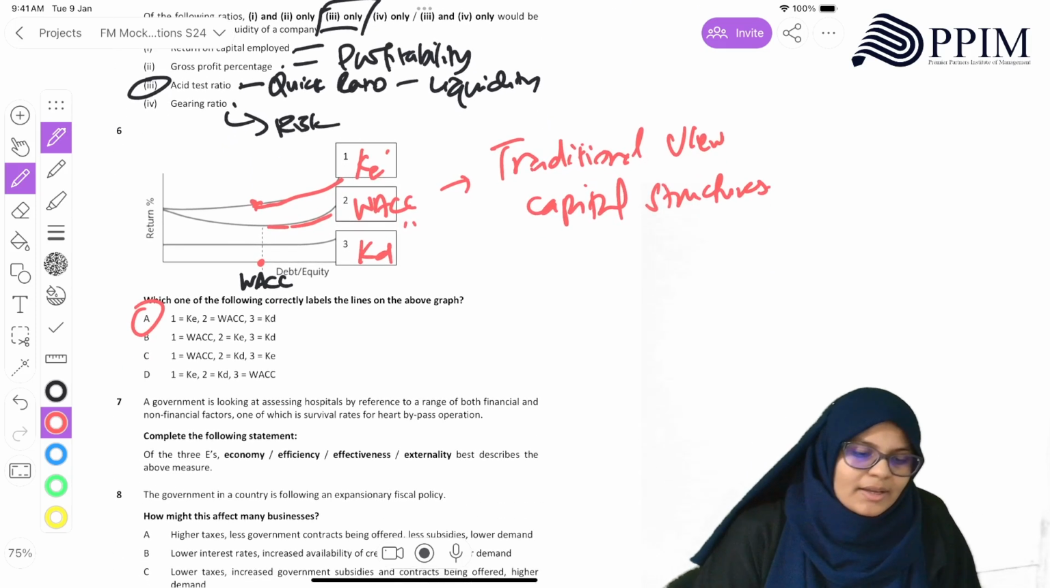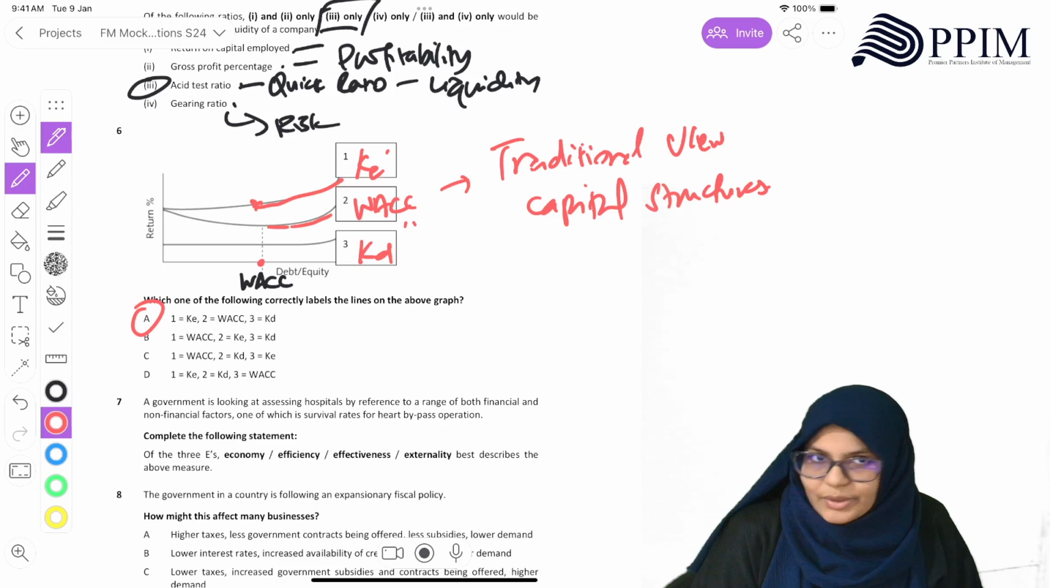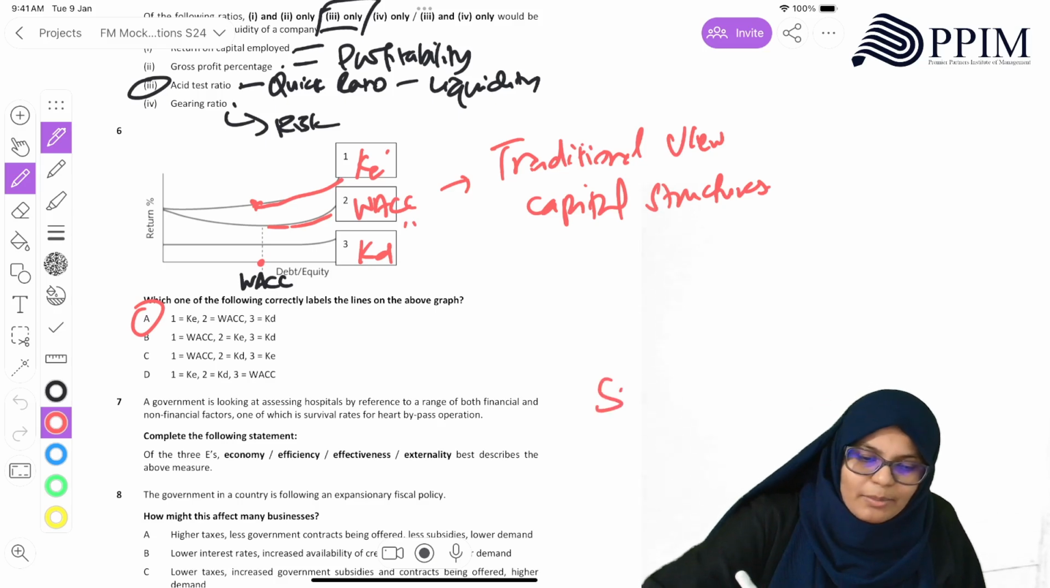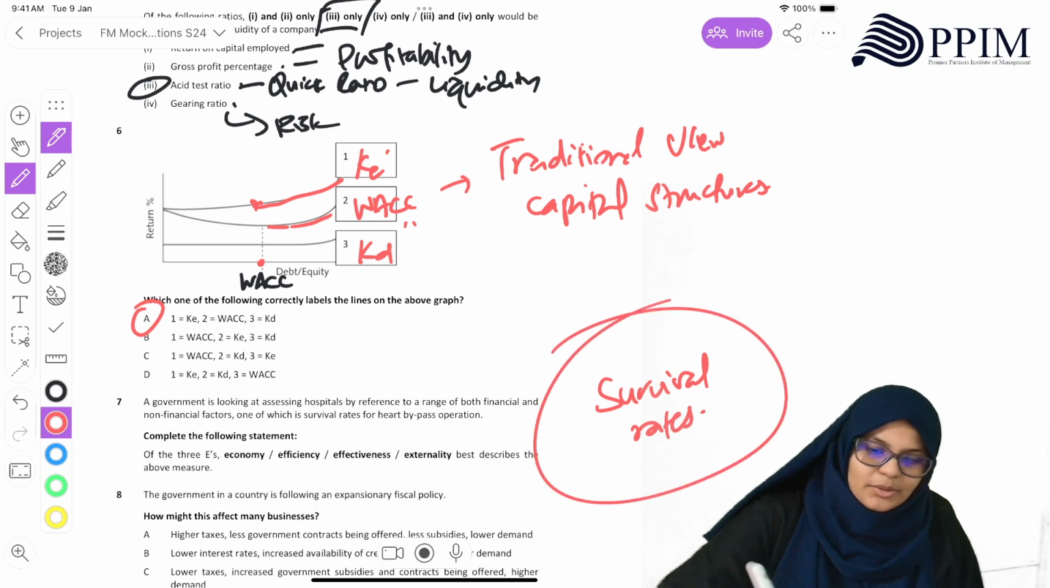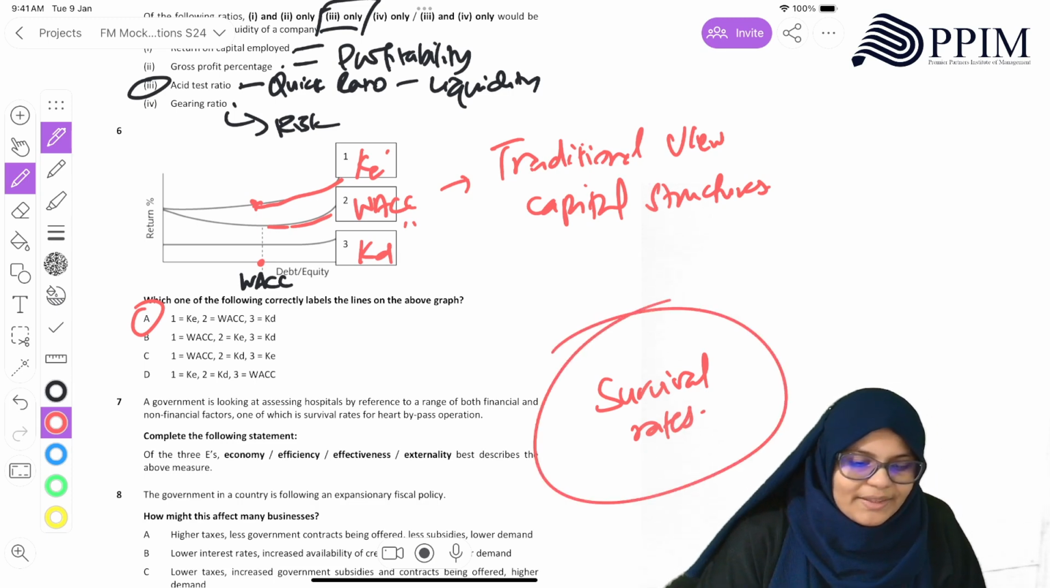Question 7 is saying a government is looking at assessing hospitals by reference to a range of both financial and non-financial factors, one of which is survival rates for heart bypass operation. Okay, so what are they talking about? They're talking about survival rates. Okay, complete the following statements.